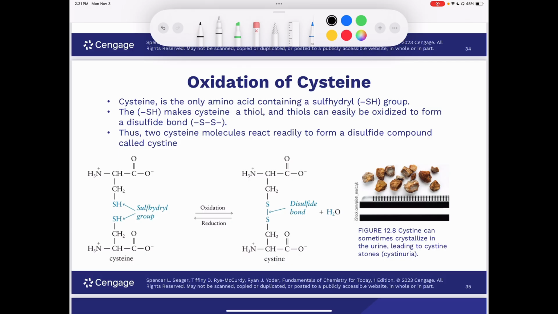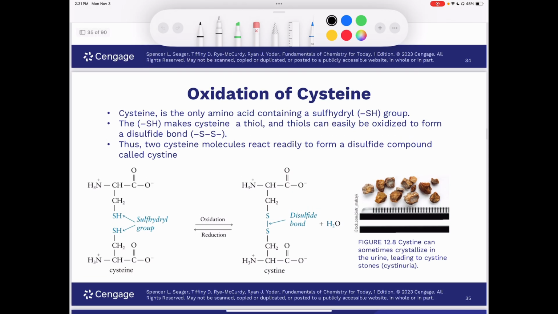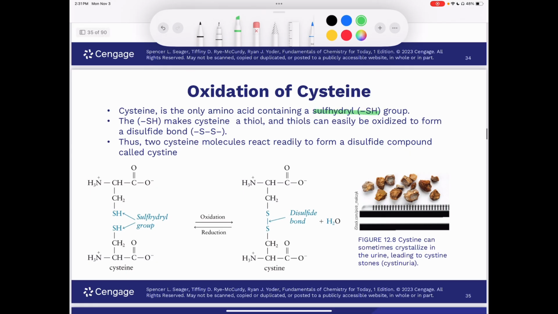Now, there's something interesting about cysteine here. It says it's the only amino acid containing the sulfhydryl group. So you guys know what a hydroxyl group is. If you change the OH to an SH, you go from a hydroxyl to a sulfhydryl group. Sometimes I call this a thiol. The SH makes a cysteine a thiol, and thiols can be easily oxidized to form a disulfide bond. So if we take two thiols, and you can see this written down here, if you take SH and SH and you react them together, you can end up with our SS R like this, and that's called a disulfide.